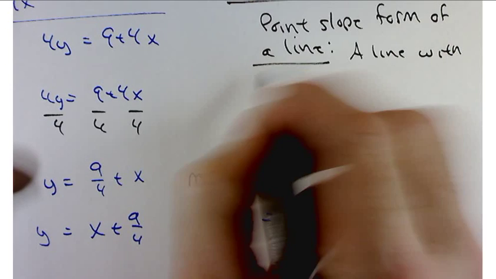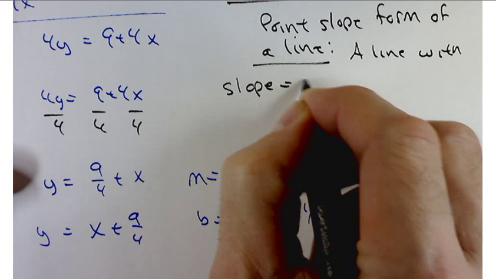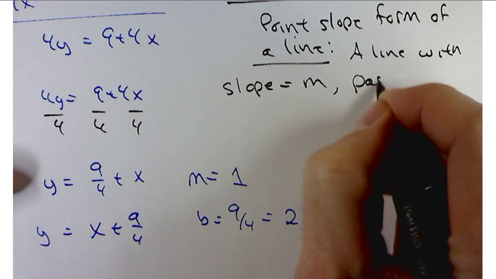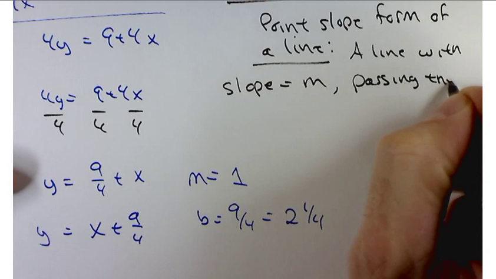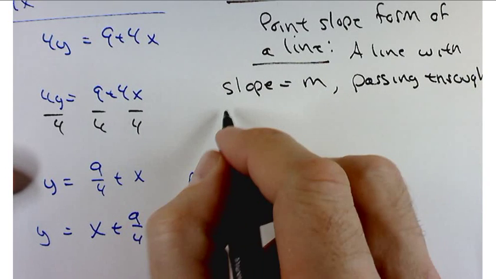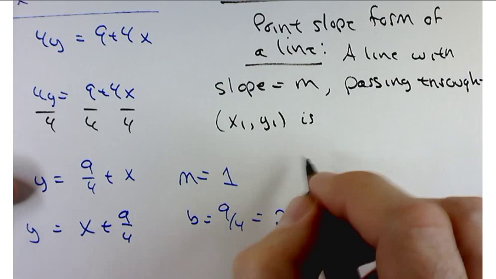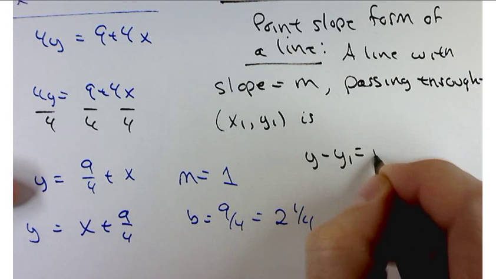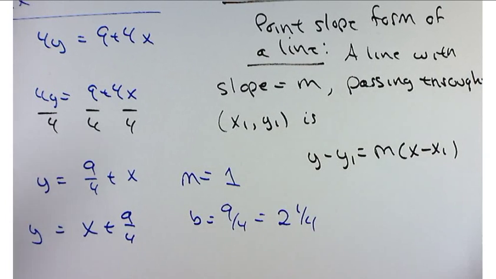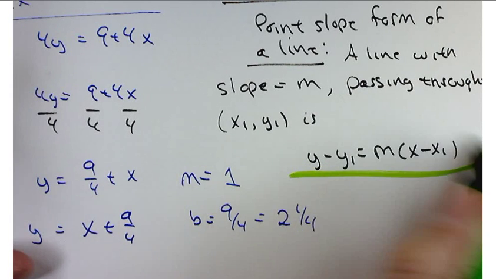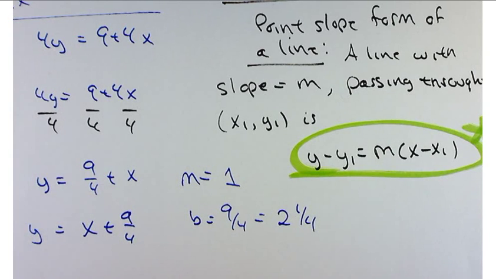with slope equal to m passing through a point, we'll call it x1, y1. Here's the formula: y minus y1 is equal to m times x minus x1. You need to memorize that. It's going to get a lot of work done for you. There's going to be a lot of good problems that will reference that, but you need to have that one memorized.